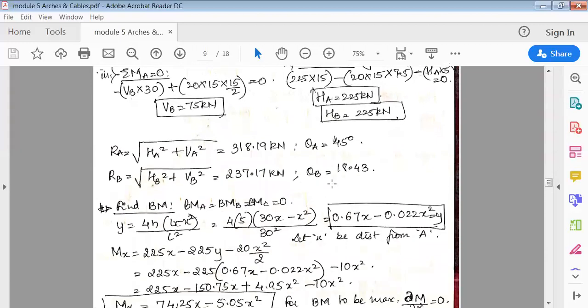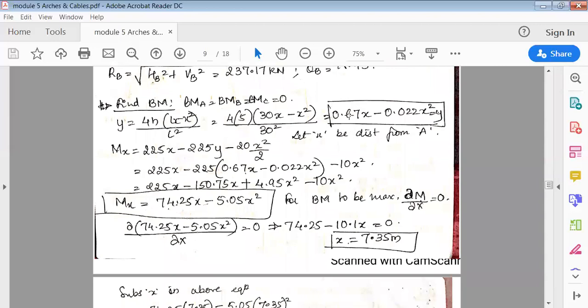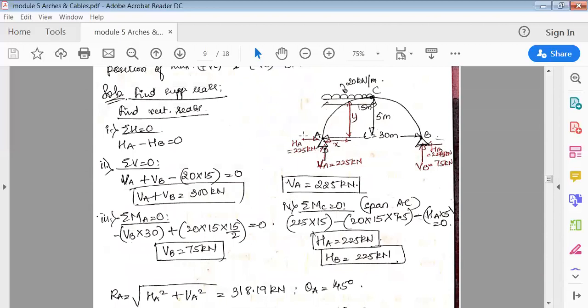Okay, so to do this, we'll use this equation now. See here, 0.67x minus 0.022x square is y. So this y is the parabolic equation which I've solved. This y means vertical distance. Now to find the maximum bending moment in portion AC, let x be the distance from A. So I'll cut this section, let x be the distance from A. I'll imagine that at this portion, the bending moment is maximum. So I have to find at what distance x.